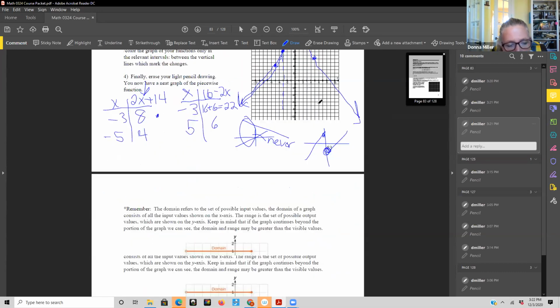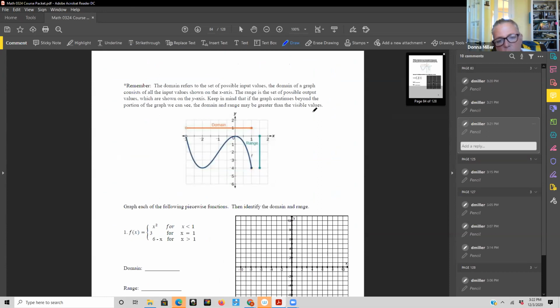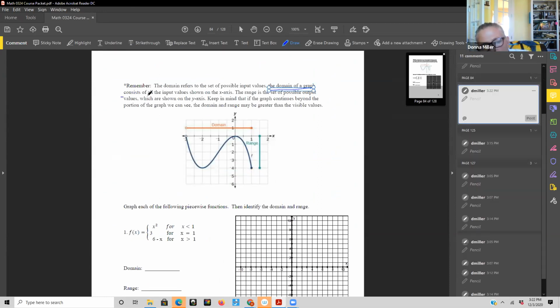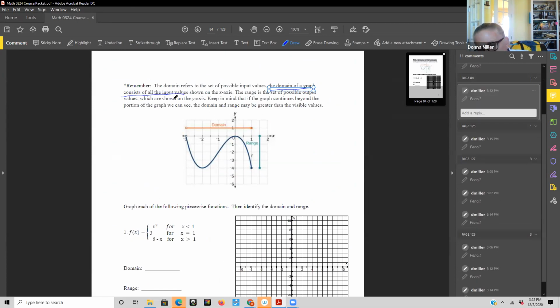I'm going to go down a little bit. All right, so to find the domain and the range of piecewise graphs, my suggestion would be to wait till you graph it. When you graph it out, it's a lot easier to look at a graph than it is to look at these equations. So the first thing you want to do is graph them. Remember, domain is x and range is y, and we'll talk more about that.